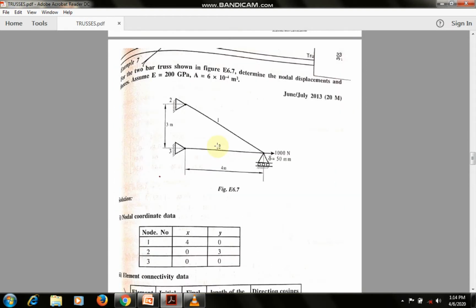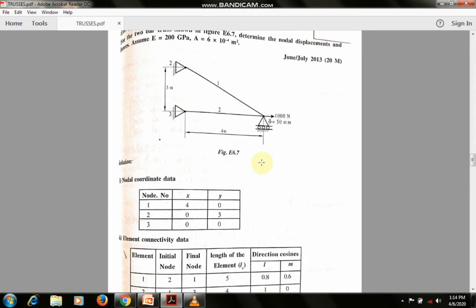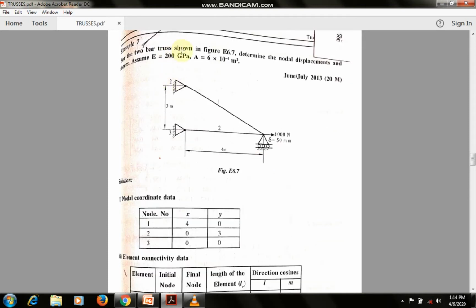Let's start with the basic problem here. We have this problem in which we have 2 elements, 1 and 2. For the first element, the initial node is 2 and the final node is 1. And for the second element, the initial node is 3, again the final node is 1. We will be making this one. Now what they have given: for the 2 bar truss shown in the figure, determine the nodal displacement and forces.